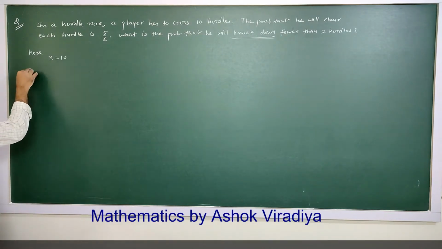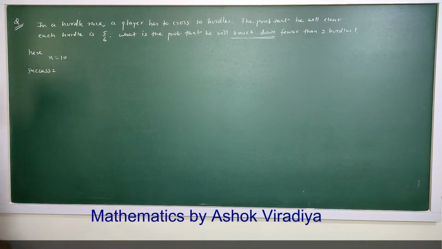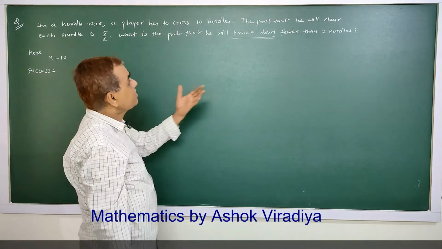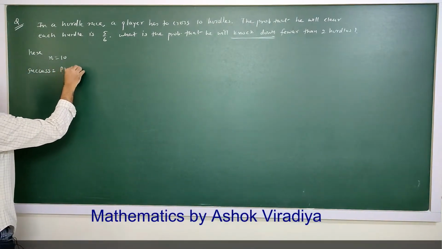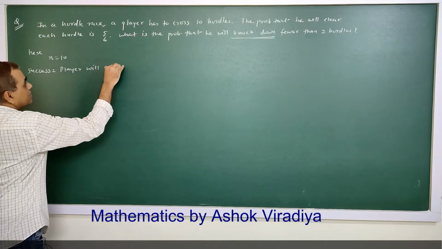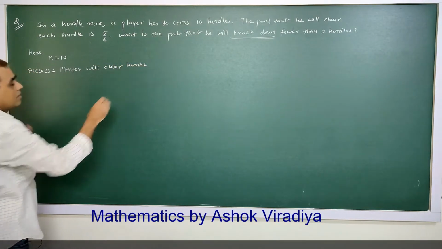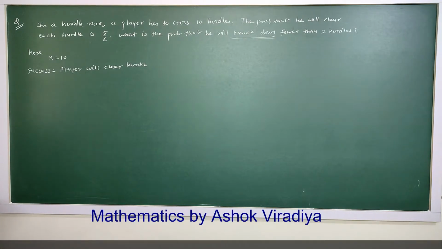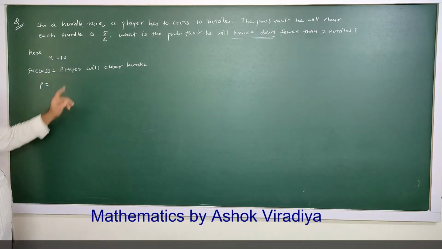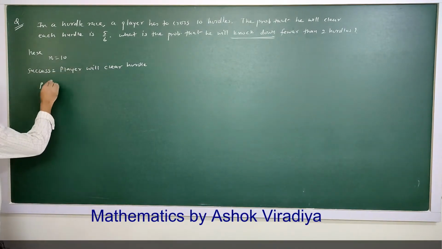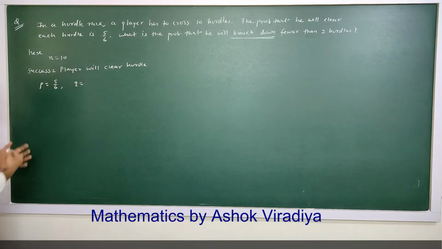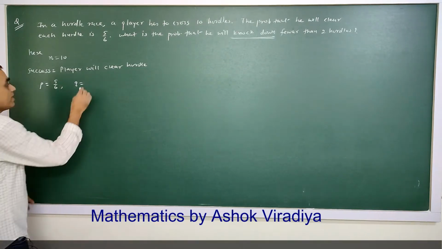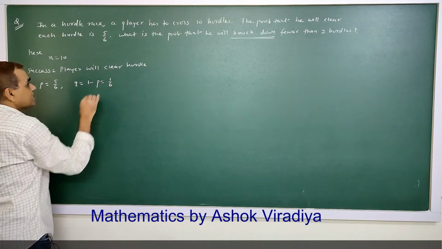We define success. Success we define as the player clears the hurdle. So that we define as success. So probability of success, probability that he will clear the hurdle is 5 by 6. So probability that he will knock down, that is 1 minus p, that is 1 by 6.